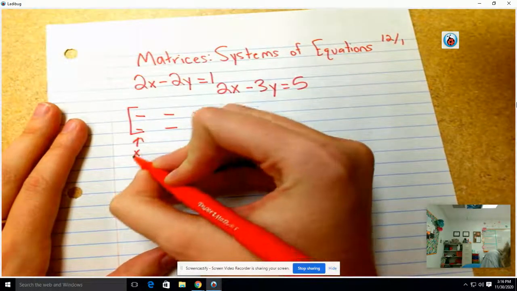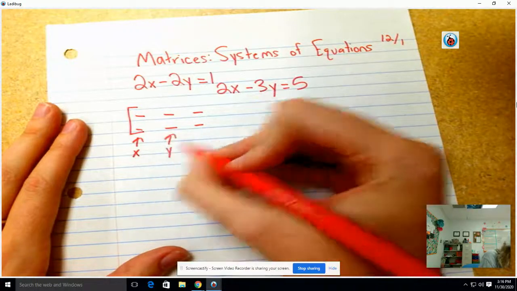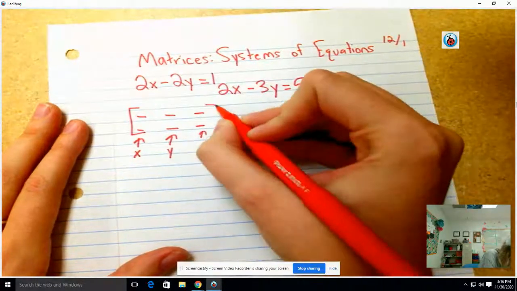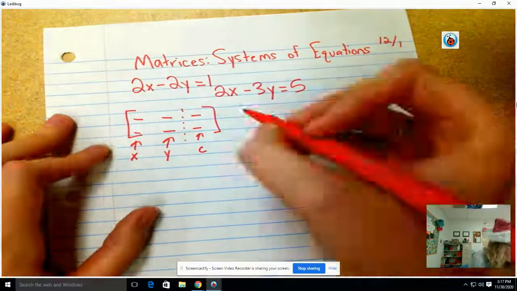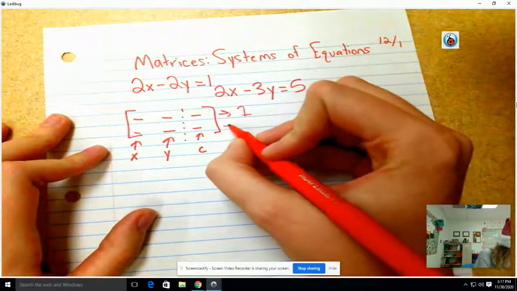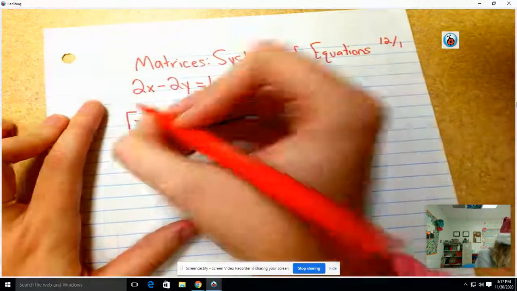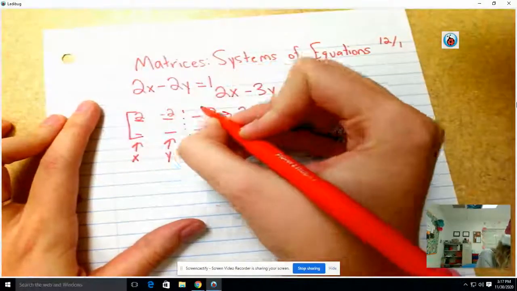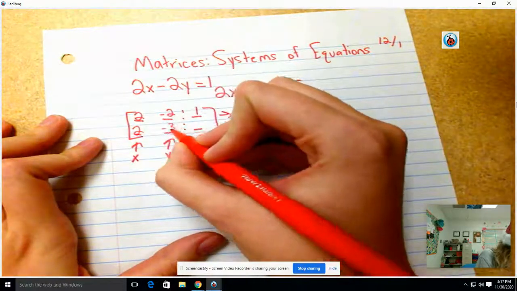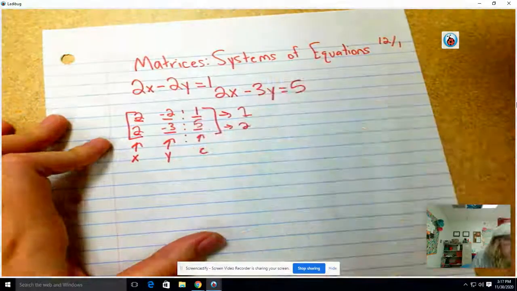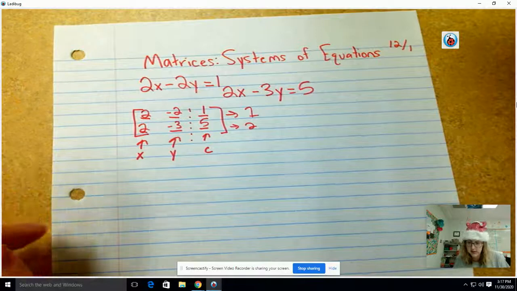If we remember, this is going to be my x, this will be my y, and this will be my constant. So remember, we put the dotted line in between our constants. This is equation 1, and this is equation 2. So I'm going to have 2, negative 2, 1. 2, negative 3, 5 for my augmented matrix.